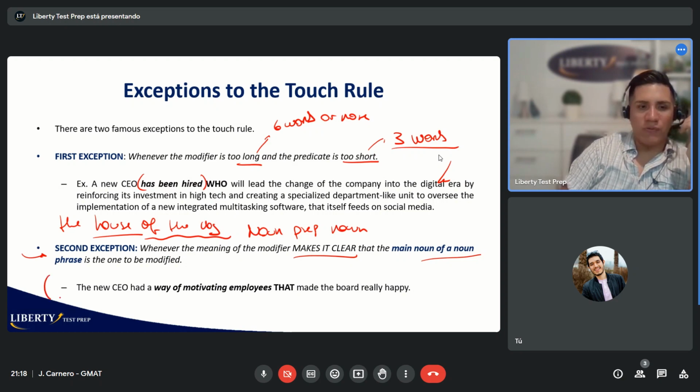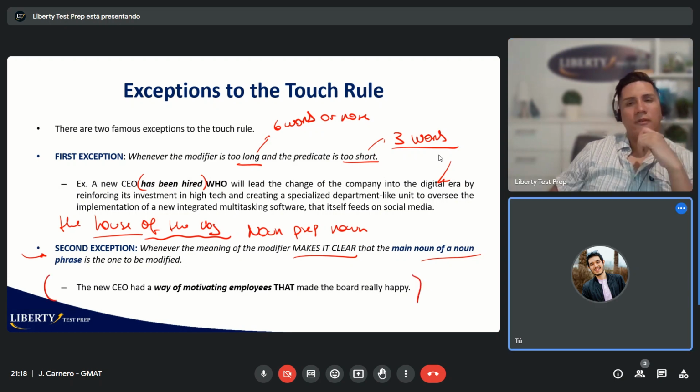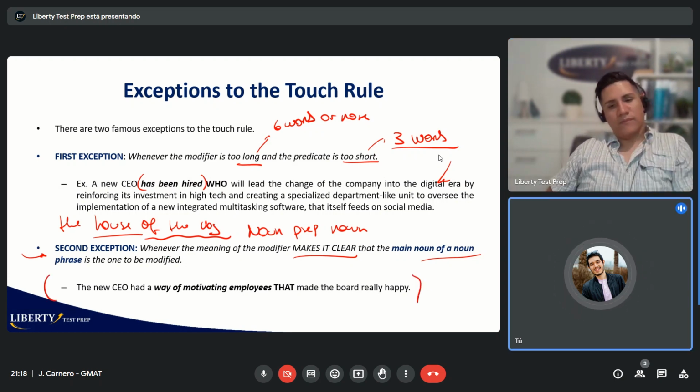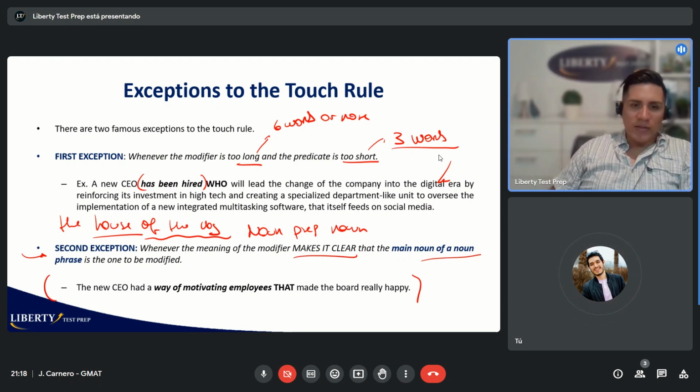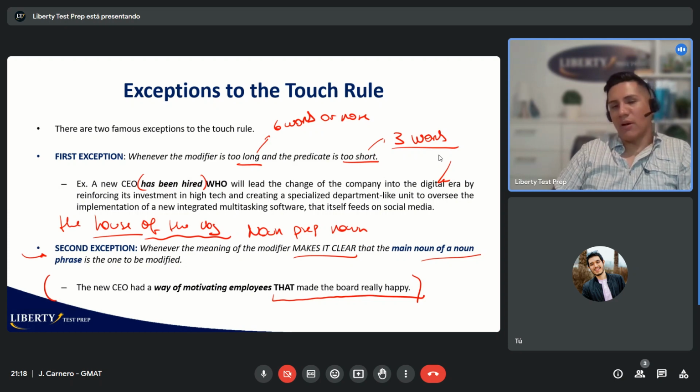Let's see. Can you read this one for me, please? Sure. The new CEO had a way of motivating employees that made the board really happy. Nice. So, in this case, you have a modifier, "that made the board really happy." What is that modifying? What do you think? The way of motivating employees. The way of motivating employees, right?